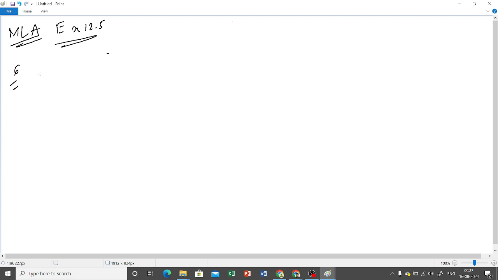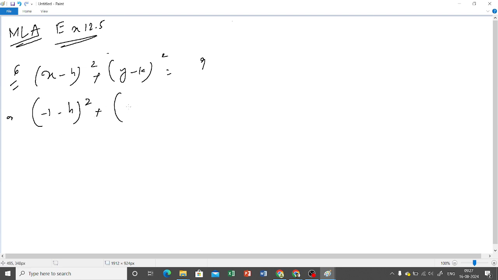So the equation of the circle can be given as x minus h whole square plus y minus k whole square is equals to R square, that is 9, where h and k are the centers. Now h and k I don't know. But the circle touches the other circle internally at the point 1 comma minus 1.